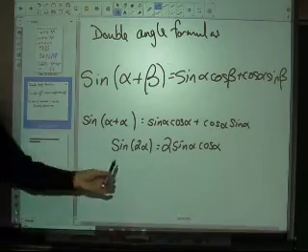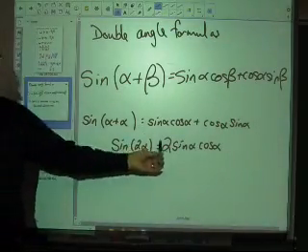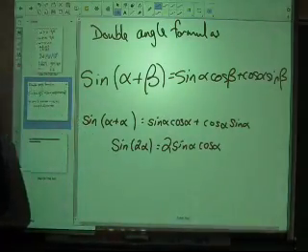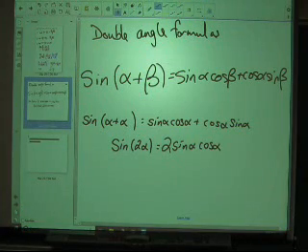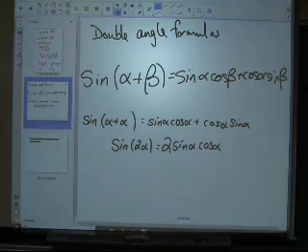So in other words, if you have twice some angle, then you have 2 times the sine times the cosine of the original angle. You're saying, well, that's kind of nice, so how do I use that? What does it mean? All right, so let's look at an example of what this does.